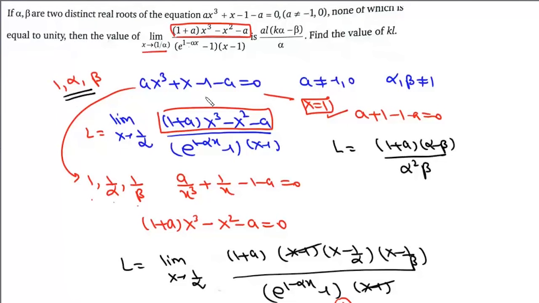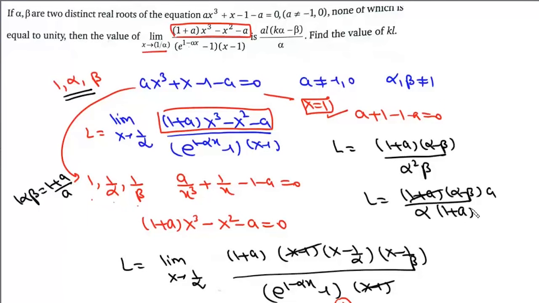Now 1, alpha and beta are roots of this equation. So if we find their product, 1 into alpha into beta, it is minus c upon a, which is (1 plus a) upon a. So we'll put alpha beta as (1 plus a) upon a. So it will be (1 plus a) into (alpha minus beta) upon alpha, and it will be (1 plus a) into a. So (1 plus a) will cancel. So value of this limit will be a into (alpha minus beta) upon alpha.